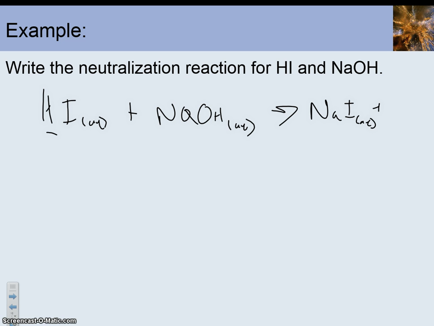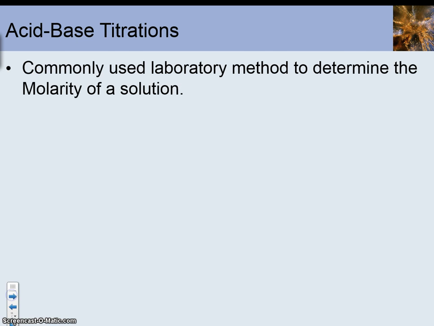And then we're going to take this hydrogen, combine it with this hydroxide, and we're going to make water, and water is just a liquid. So there would be a neutralization reaction. That's how we do that.